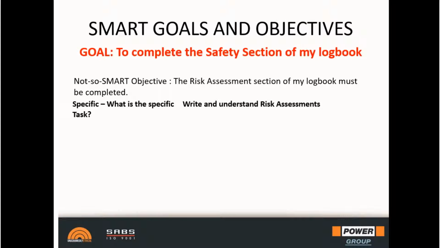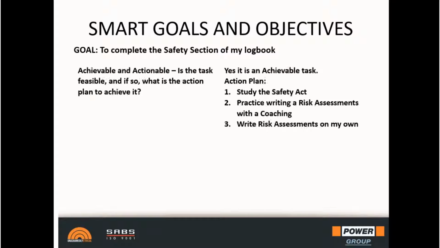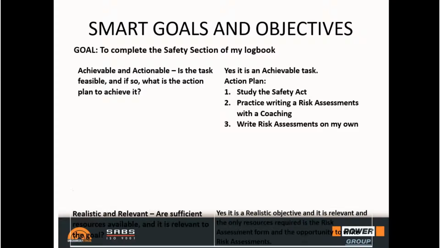First of all, you need to decide what is the specific task that you are going to be doing. And in this case, it's write and understand risk assessments. How are we going to measure it? We're going to conduct and write 4 risk assessments. Is it achievable and actionable? Yes, it is an achievable task, and we'll write down our action plan.